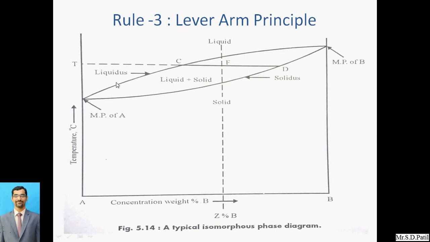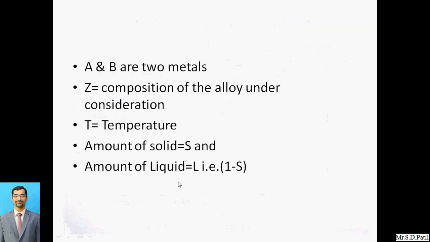So here two materials have been taken, material A. This will be the melting point of metal A. This will be the melting point of metal B. Okay, so this will be the concentration, weight of B. So the material B goes on increasing. Okay. Now, what are the phases?